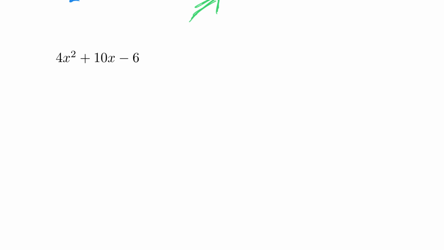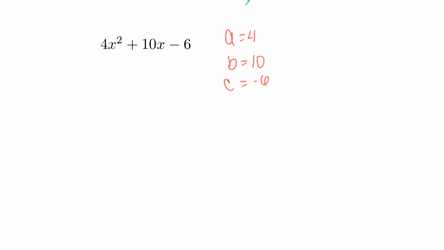Okay, first thing to do is to recognize what is A, B, and C. A is equal to 4, B is equal to 10, C is equal to minus 6. Good. Now, what is the multiplication of A times C? This is the first step. A times C will be 4 times minus 6. That will be equal to minus 24. Okay, so we have minus 24. The next step is to decompose the number.